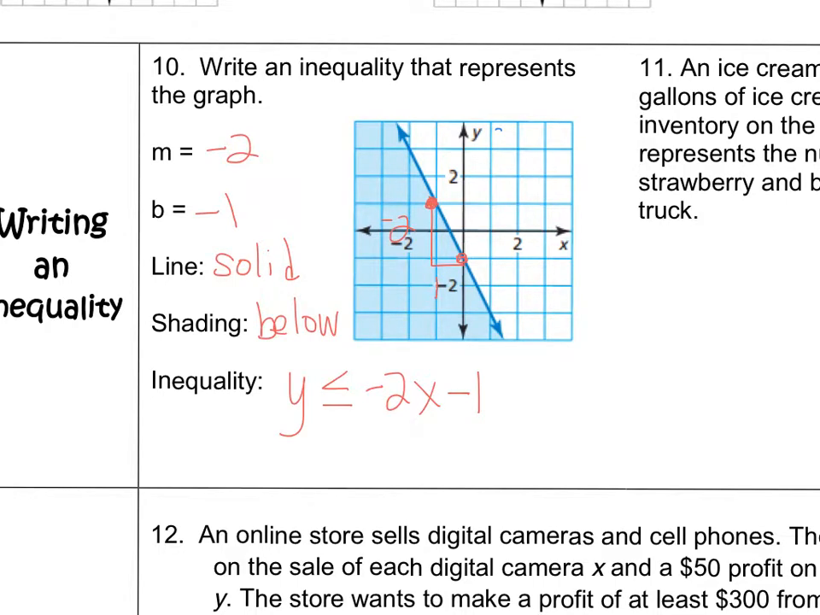Okay, so number 10 was just really putting all the pieces of the puzzle together, remembering how to count your slope, remembering it's a negative line, and what the solid and below mean.